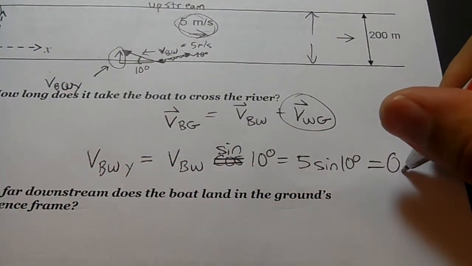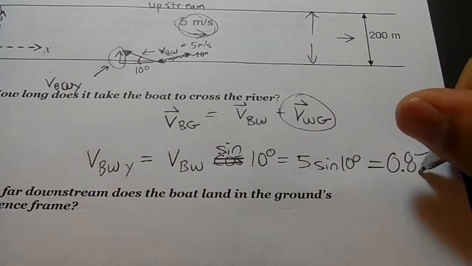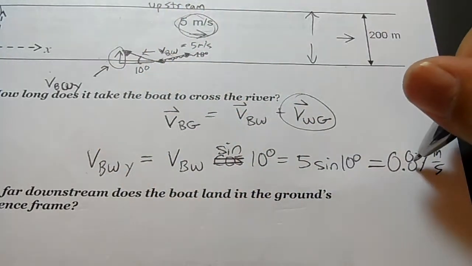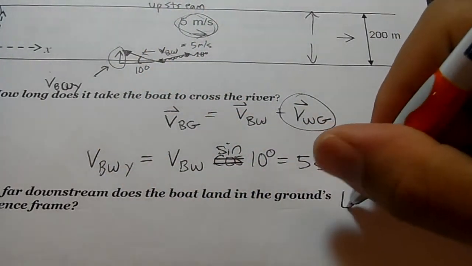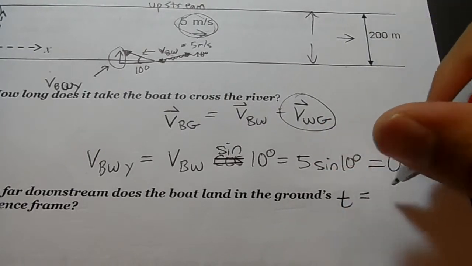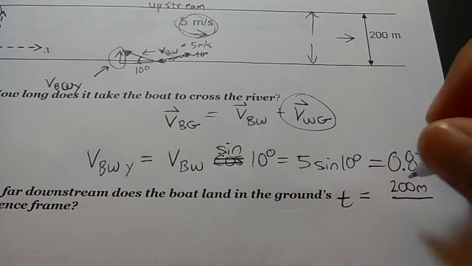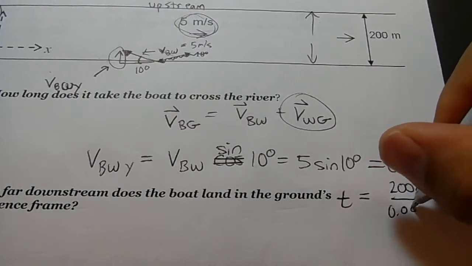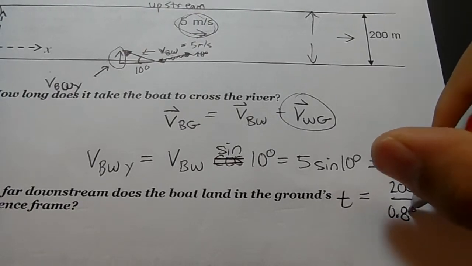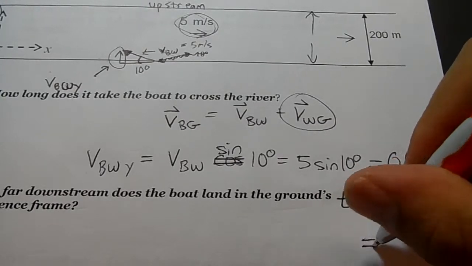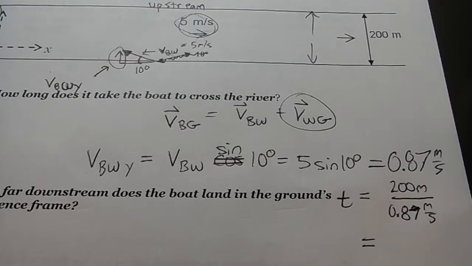So 0.87 meters per second represents the component of velocity that's going across the river, and then therefore the time to cross is just the 200 meters divided by 0.87 meters per second, which is equal to, again, just plugging that into my calculator real quick.